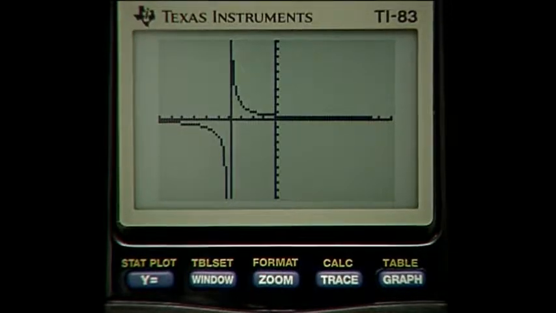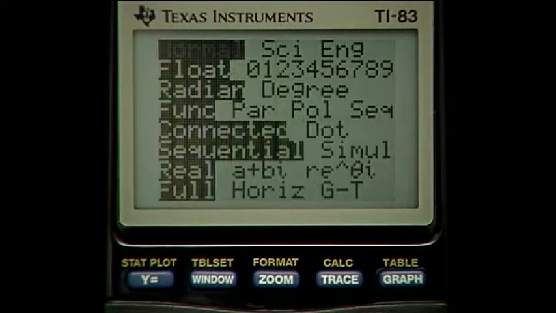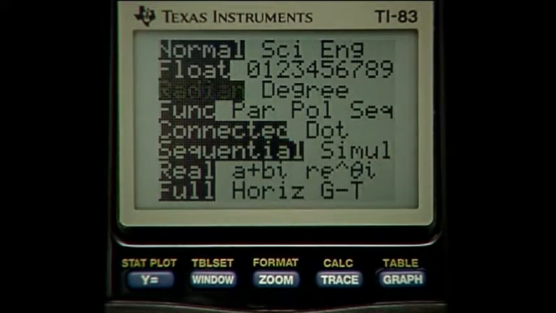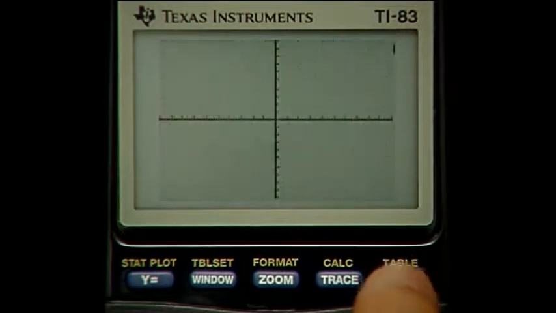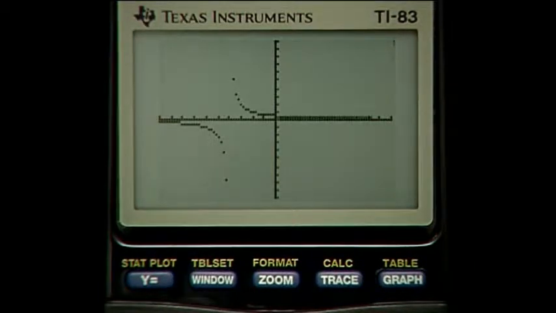If we press mode, this is the menu that shows up, and if we go down here to where it says connected and dot, now we're on connected mode right now, and if we go over to dot and press enter and then go back to the graph, we'll see that the graphing calculator is just placing a dot for f of each x value that it's stepping on. So the dots are not being connected here so much as they were before. Well, this seems to give us a rather incomplete graph though.